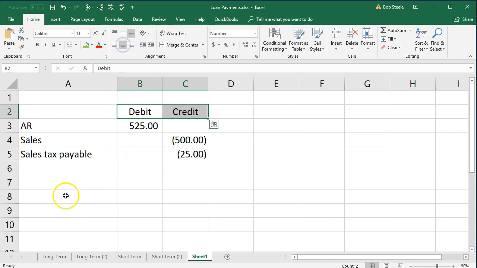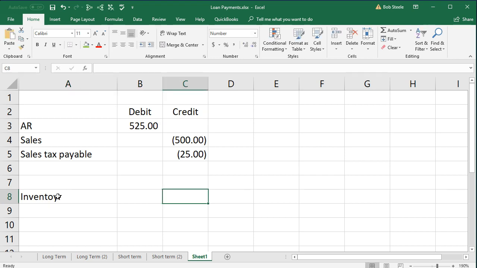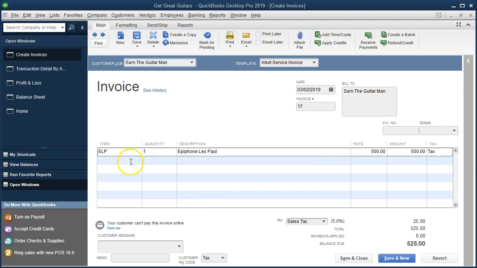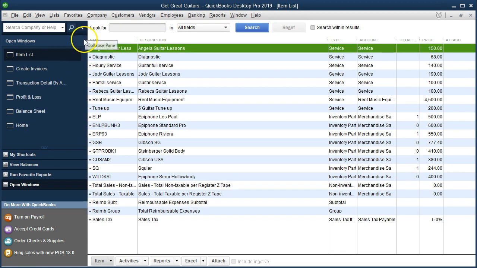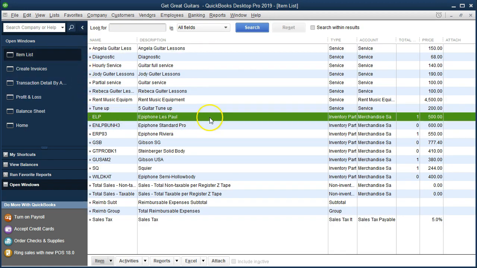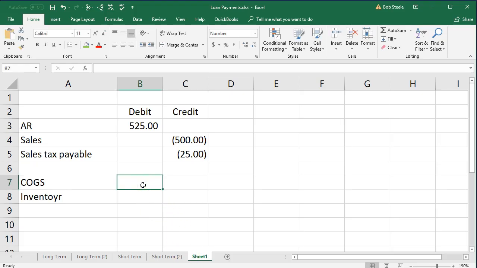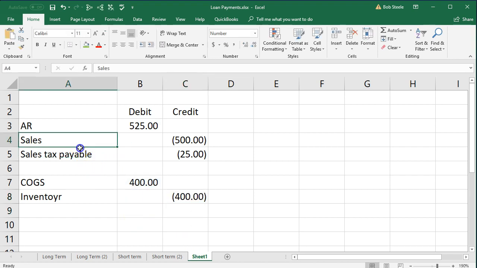Then we've got the inventory, which is going to go down. And the debit of that is going to be cost of goods sold. We don't see that on this document, but we know we sold an ELP, so we can go to the lists up top, go to the items list, and go to the ELP, because the invoice is driving this, even though it's not on the invoice: $400. So the 400. So all this is happening. This is really the transaction whenever we make an invoice that sells merchandise.